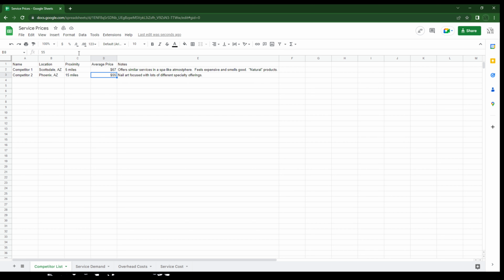And you can even take a range, like if they're doing a lot of gel polish and they're also doing a lot of gel extensions, for example, or maybe they're doing acrylic nails, or maybe they're doing full coverage tips. You can take that into consideration and come up with an average price. And then also keep some notes on it.